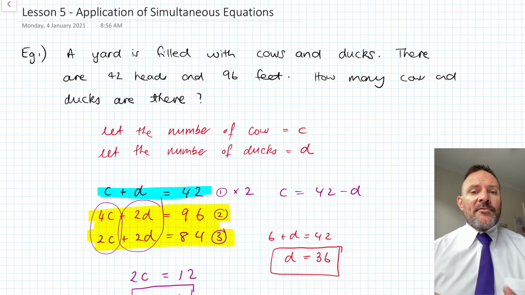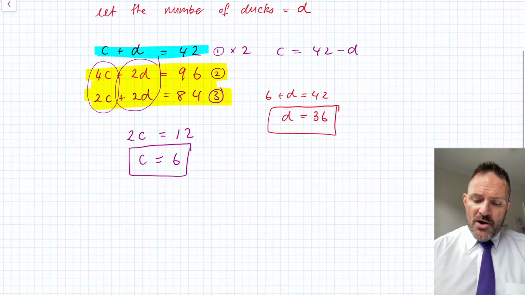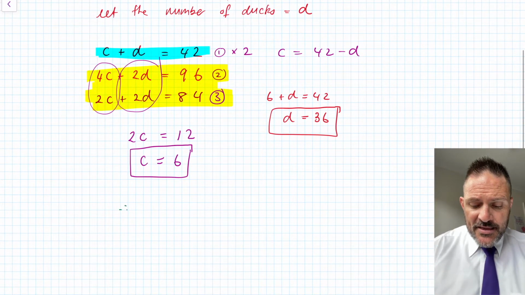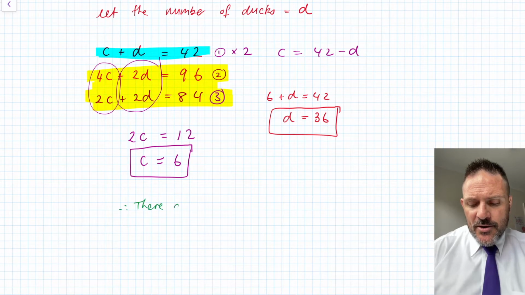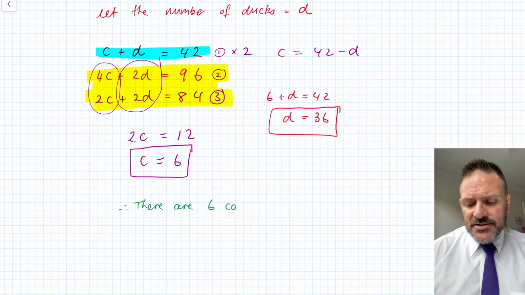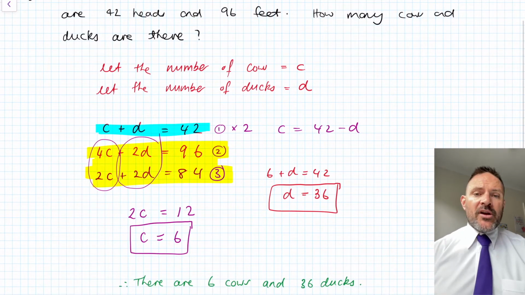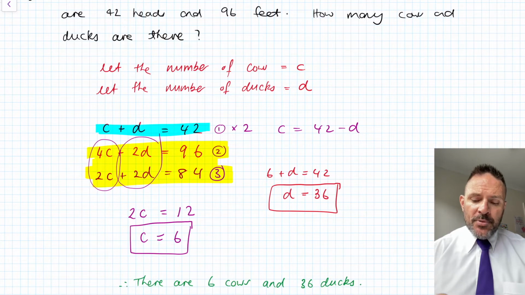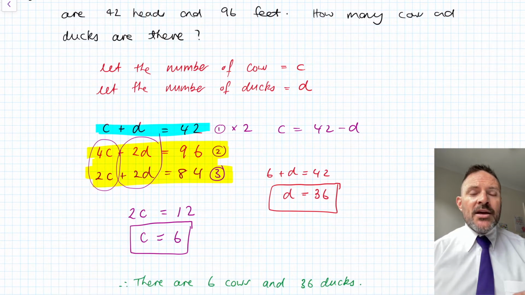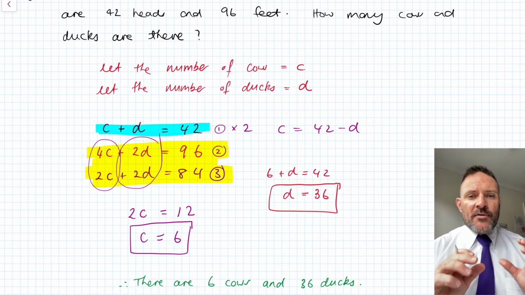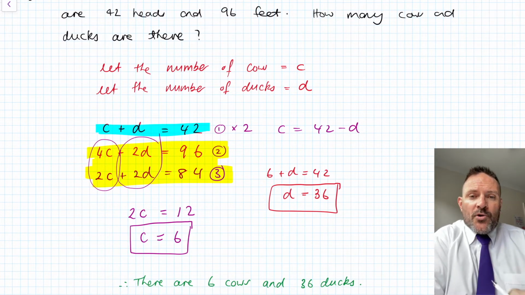2 things I'm going to do before I move on though. Okay, I'm going to finish the question off and say, therefore, there are 6 cows and 36 ducks. I'm going to go back to the question, just make sure I answered it. How many cows and ducks are there? Very clear, I've stated that. Very important, particularly if you're using things like X and Y. You need to finish the question off nicely by specifying what your answer is.